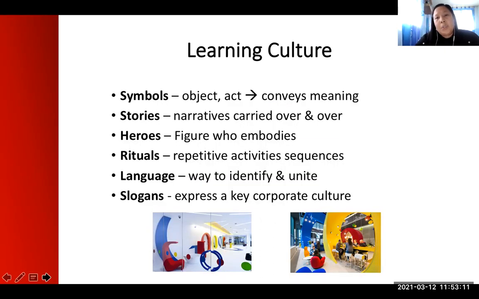Okay? So, learning culture, we have the symbols, stories, heroes, rituals, language, slogans. Those are very self-explanatory. But for example, the tagline na, we got it all for you. Sino ngayon? SM. Parang ano, just do it. Diba? We have Nike. You're in good hands with Metro Bank. Hari ng padala, LBC. Okay, and so on and so forth.